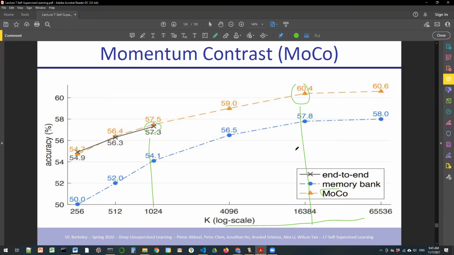And this 1024 limit is because they were able to put only so many negatives in memory. If they used an 8 GPU Volta, they were only able to use about 1024 max batch size with the end-to-end approach, right?